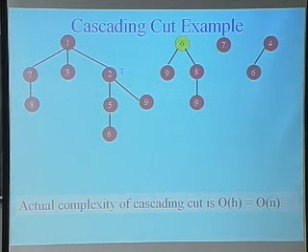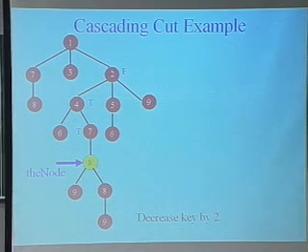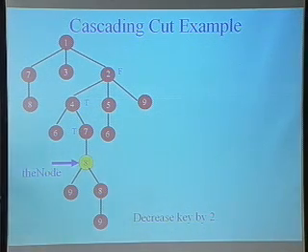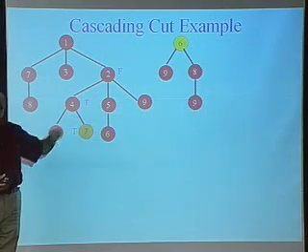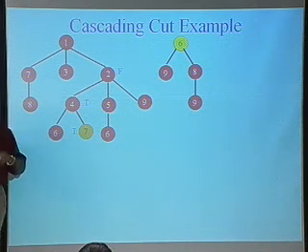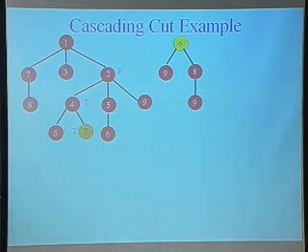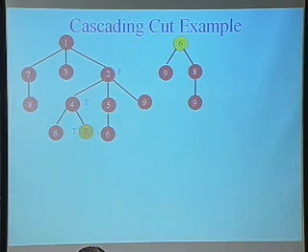Well, let's go back. All right. So I decreased the key here by 2, and then I had to take that fellow out. And before I did that, it had the child cut value of true. So at this time, this fellow has lost a second child. And the question is, well, so what? Why don't we just leave it?